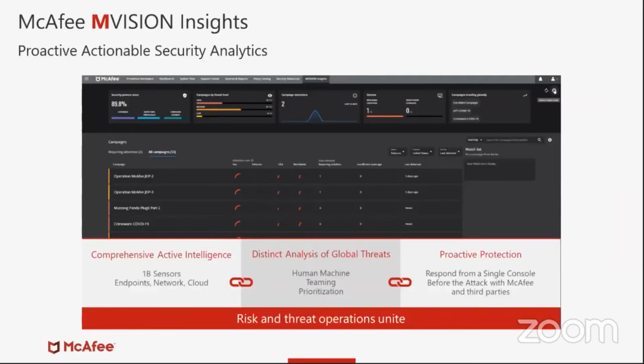Now, we will be releasing soon MVision Insights. That's the name, in line with the MVision strategy. This product contains 3 main components: comprehensive active intelligence from sources across sensors of endpoints. We have our sensors, but also network and cloud sensors, not only endpoints. You get distinct threat analysis, but also on top of that, you have the artificial intelligence processes and human-machine teaming, where of course you don't do everything automatically. You team really with the artificial intelligence engines. But also you get proactive response and protect capabilities. Okay, totally in line with the McAfee strategy. Everything will be from a single console, and overall integrated with McAfee or third-party technologies.